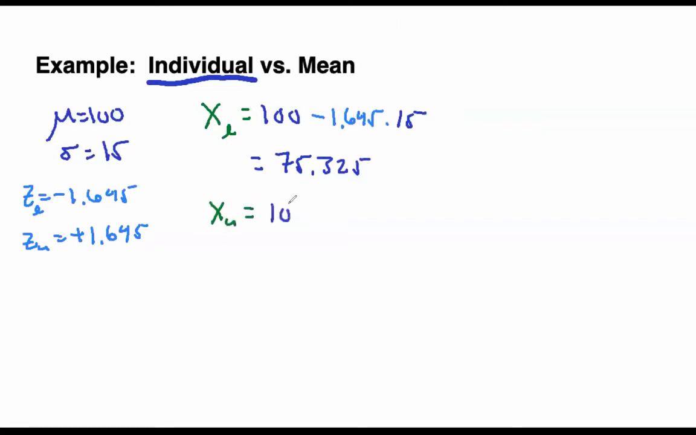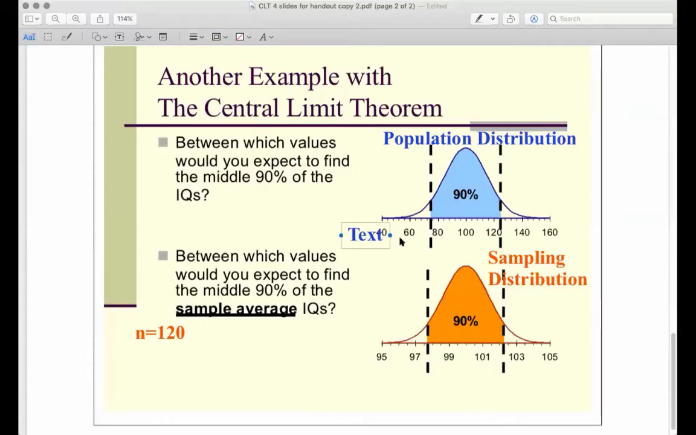I can repeat the nearly exact same calculation to get the upper boundary value. This time, we replace the negative z-score with the positive z-score, positive 1.645. Not surprising, this is the same distance below 100 as this value is above 100. There is a certain symmetry here. Going back to the slide, we can indicate the boundary values. The range of values in which I would find the middlemost 90% of IQ scores would be 75.325 and 124.675.